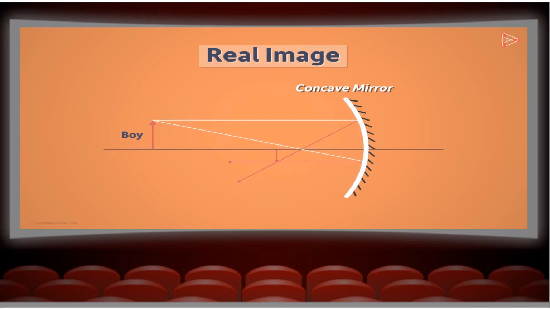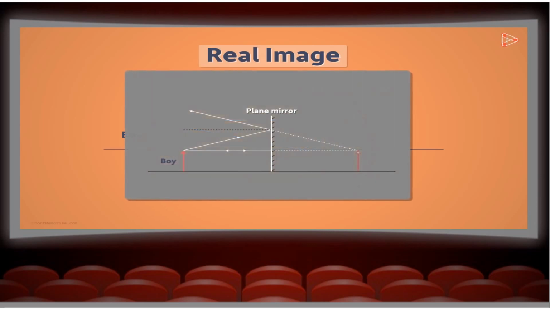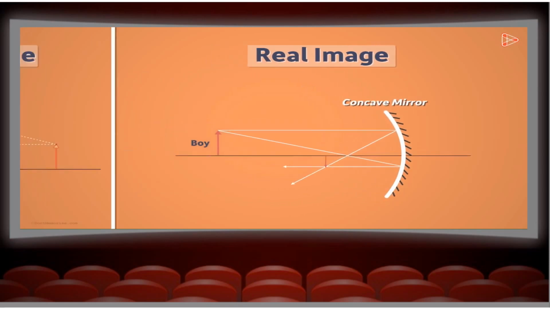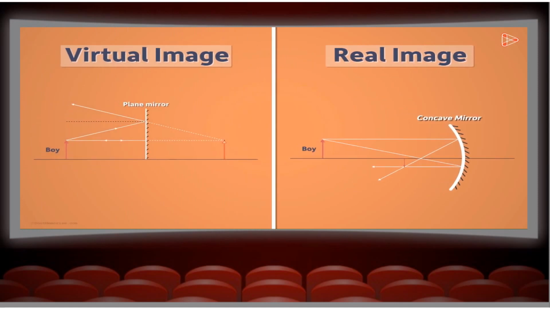and light rays do reach this position. When we look at the real image formed by a concave mirror, it also seems to us that the light rays are diverging. But here the rays actually are diverging from a point in front of a mirror. Whereas in the case of a plane mirror, it appears to us that the rays were diverging from the point behind the mirror. So did you understand the difference between a virtual image and a real image?